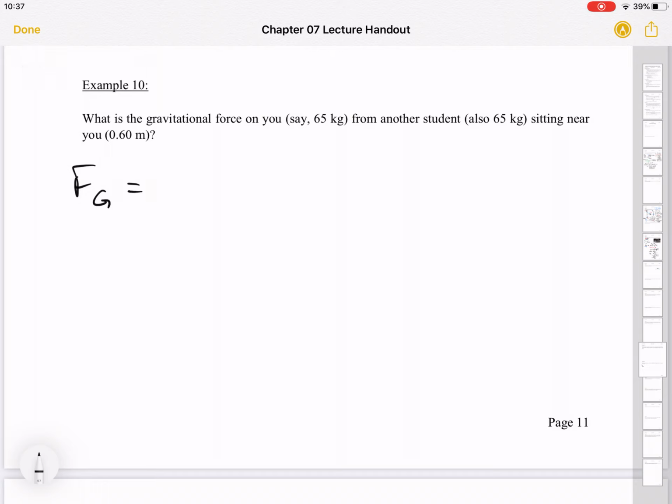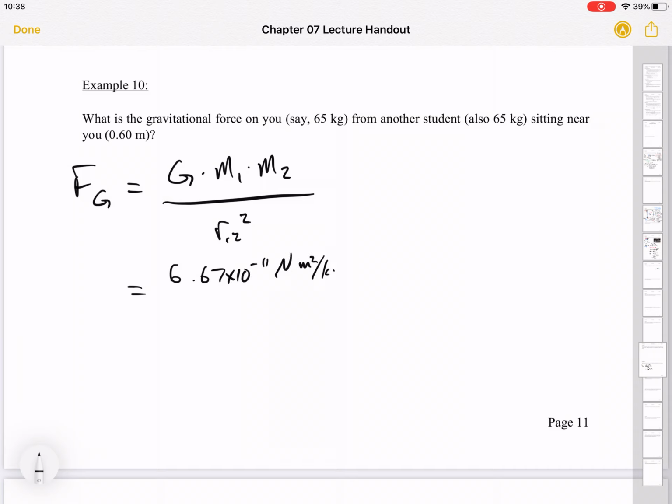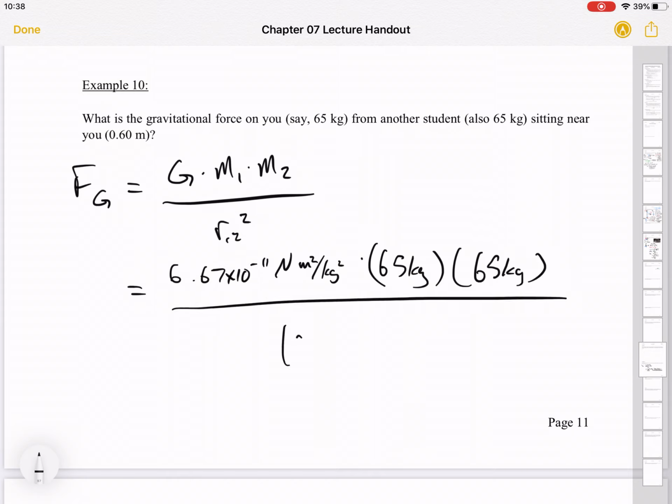F sub g, again, is G m1 m2 over r12 squared. Plugging in, it's 6.67 times 10 to the minus 11 Newton meter squared per kilogram squared times 65 kilograms twice divided by 0.6 meters squared. That makes the units work out to newtons, which is fabulous. This turns out to be 7.8 times 10 to the minus 7 newtons, which is about the weight of a hair.